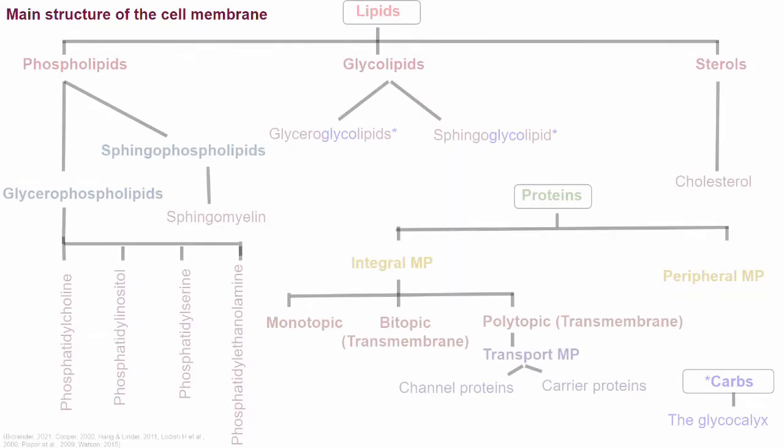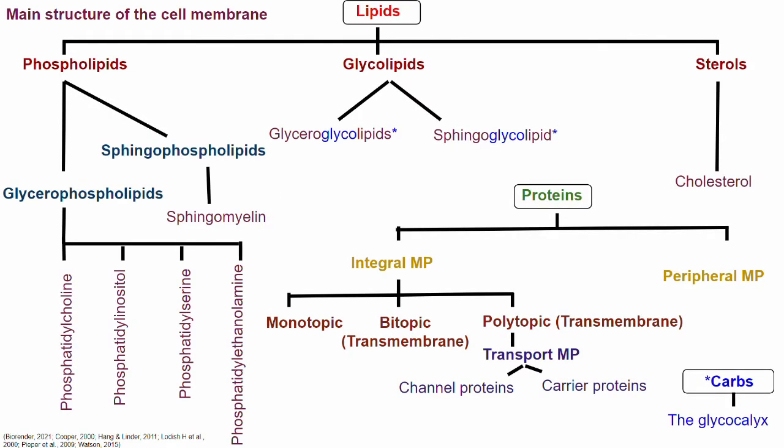Now, if you look at the different structures that the cell membrane has, you're going to find that there are lipids, as I said, there are proteins, and there are carbs. Now, there are different groups for each of these components. So lipids, we have phospholipids, which are lipids attached to a phosphate group. We have glycolipids, which are lipids attached to carbs, mainly monosaccharides and oligosaccharides. And then we have sterols, which are a subgroup of steroids like testosterone, estrogen, etc.